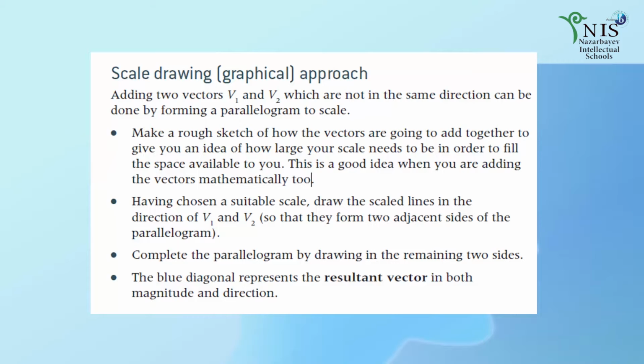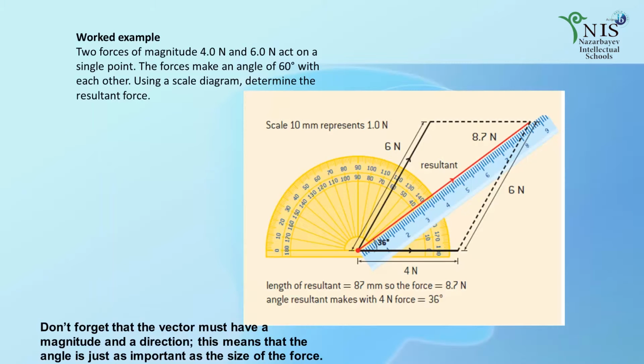Having chosen a suitable scale, draw the scaled lines in the direction of V1 and V2 so that they form two adjacent sides of this parallelogram. Complete the parallelogram by drawing in the remaining two sides. The blue diagonal represents the resultant vector in both magnitude and direction.